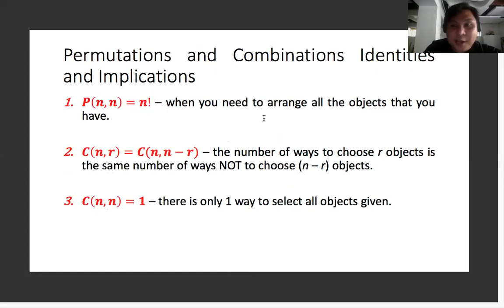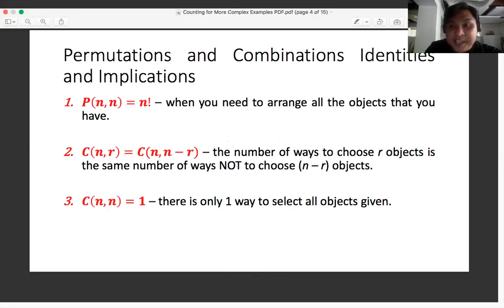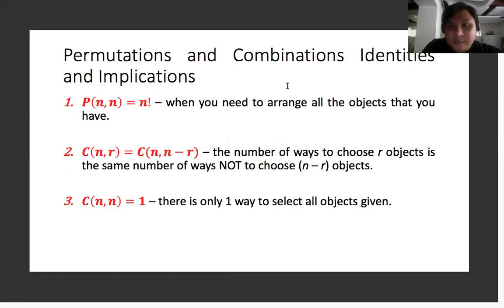Okay, so here are some identities that we can use to actually make calculations simpler. Okay, so permutations, so P of n taken n, that means you're going to choose all of them and you are going to arrange them. Not only do you choose all of them, you also would like to arrange them. So that is simply n factorial. If you need to choose all n objects and arrange them, that is simply n factorial. You don't need to write P of n taken n. You can just say n factorial.